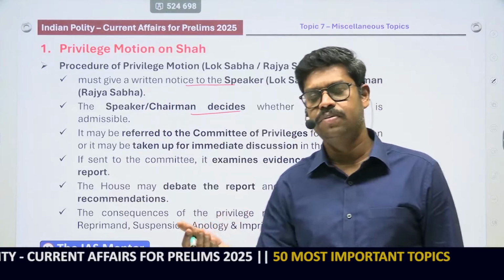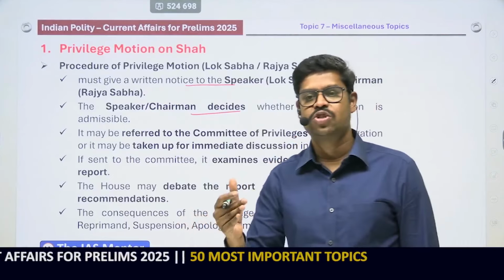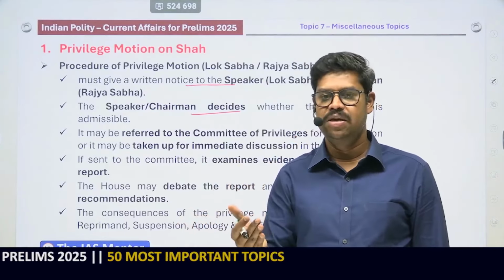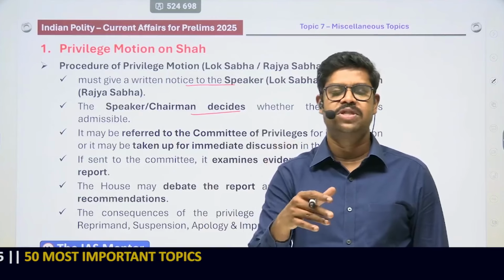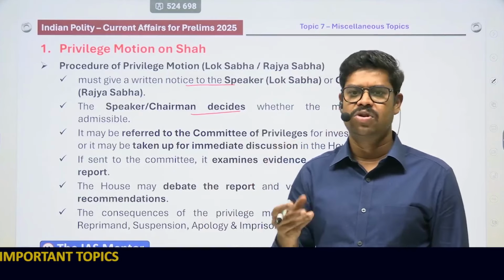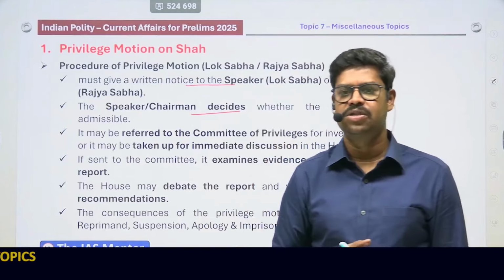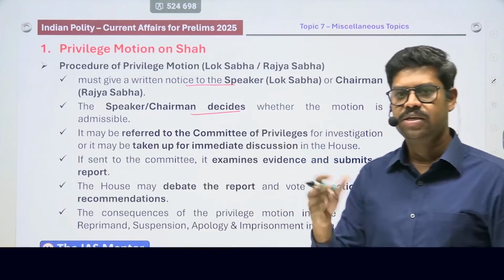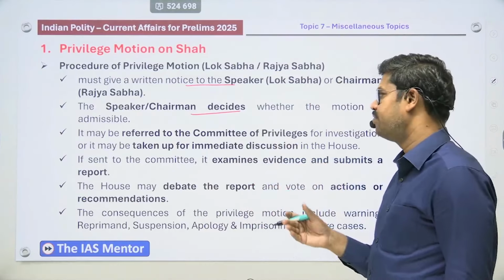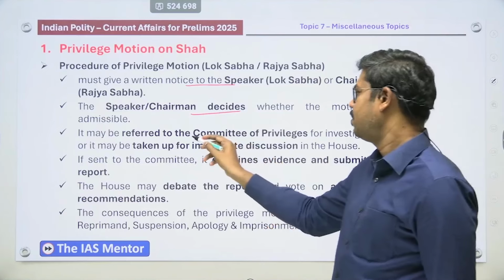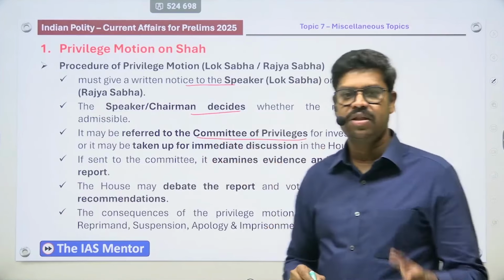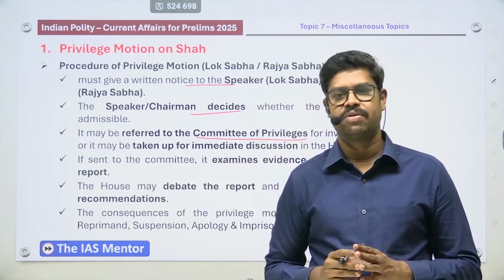Say, for example, the privilege motion that was to be introduced by MP Jairam Ramesh against Home Minister Amit Shah was not accepted, was not allowed by the chairman Rajya Sabha. So, therefore, the admissibility is upon the discretionary power of the presiding officer. If admitted, the matter may be referred to a committee on privileges. In fact, there is also something which is called as committee on privileges.